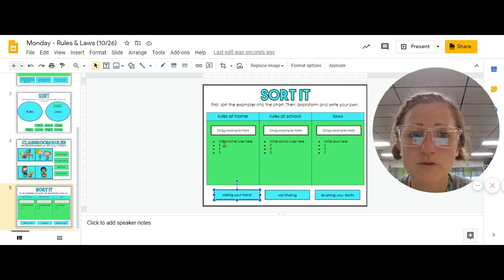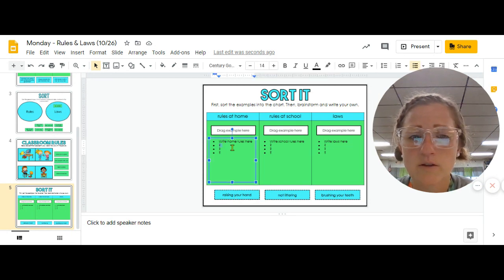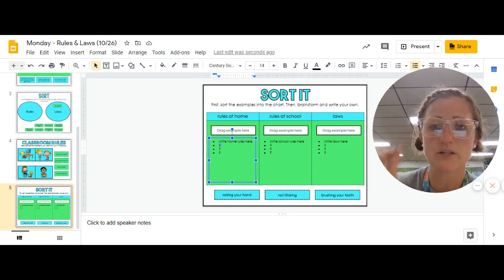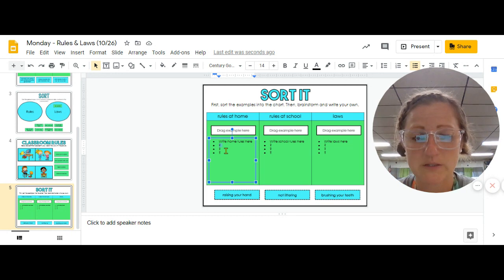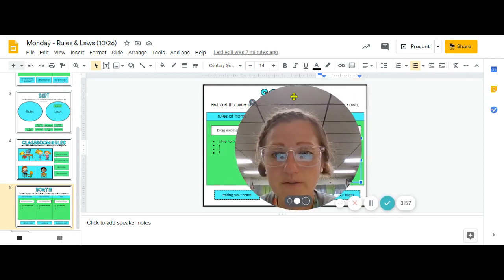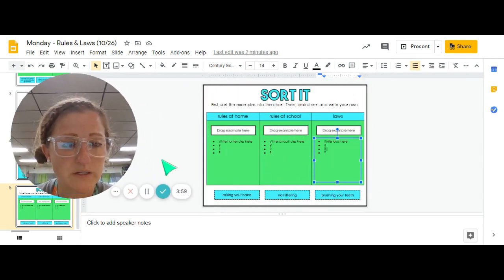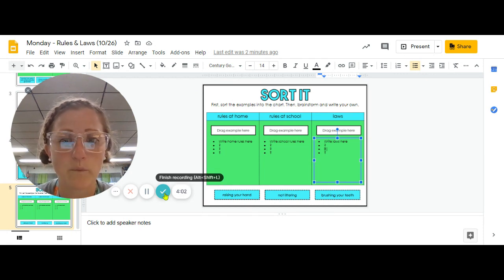So if you triple click 1, 2, 3 really fast, it deletes that question mark. And if you press enter, it drops down if you need to do that. But it already has the bullet points for you. 3 rules at school, and then laws that people in the community have to follow. If you take your time and you look at all the choices, you should be able to figure out which goes where.